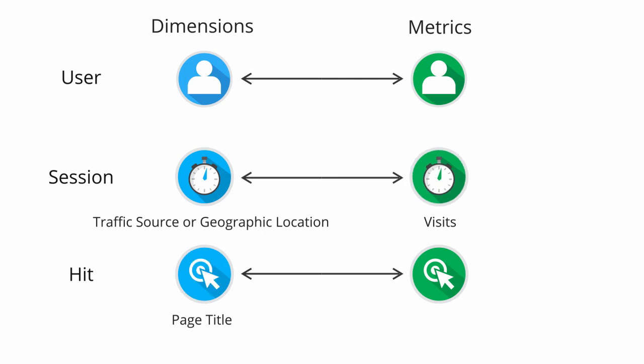Here's another example. The metric time on page is a hit-level metric. It measures how long users spend on a page of your site. It is not possible to use this metric with a session-level dimension, like traffic source or geographic location. Understanding what dimensions and metrics are and how they can be combined in your reports will help you get the meaningful data you need to analyze your business and improve your performance.